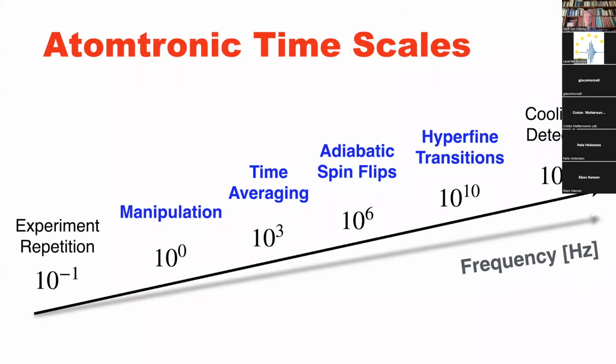What we do in the lab is we have different energy scales and time scales. The repetition of an experiment typically is on the order of 10 seconds. We manipulate the atoms on a time scale of 1 second, and then we can time average. So if we move something so fast that the atoms cannot follow, but that they still see the potential, then they see an average of that potential. That's time averaging. We can also induce spin flips, magnetic spin flips or hyperfine spin flips. And then we can shine light into it for detection.